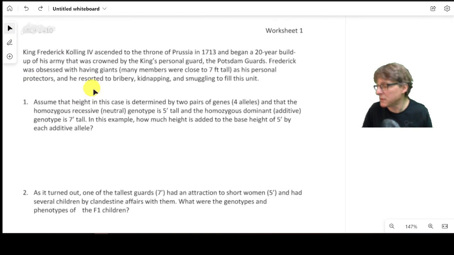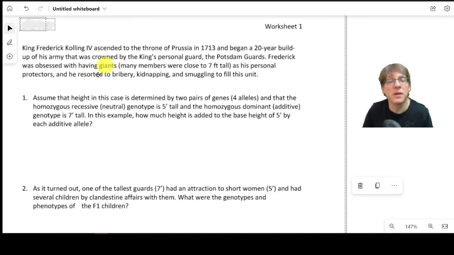So assume that height in this case is determined by two pairs of genes. With any problem like this, they're all going to be set up exactly the same in terms of working out additive genetics, and we're going to approach solving them exactly the same. There's always going to be a minimum value, a maximum value, and then some indication of how many genes we have.